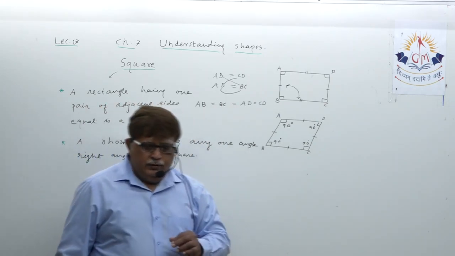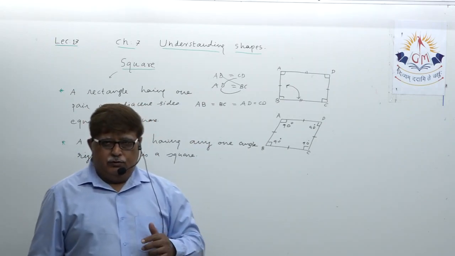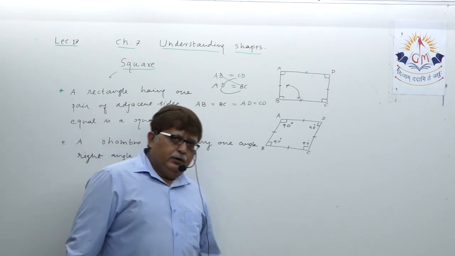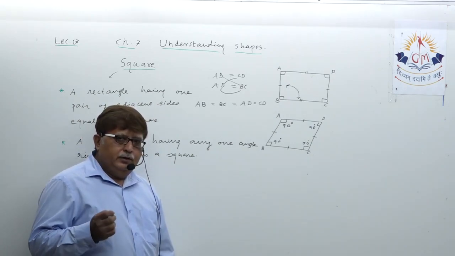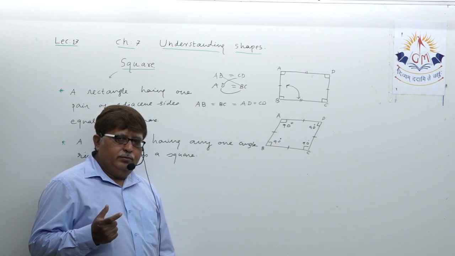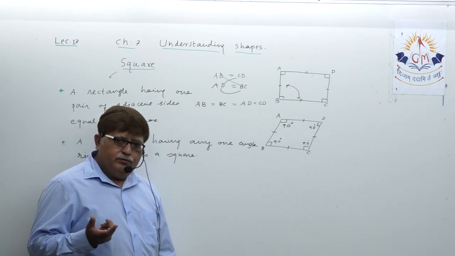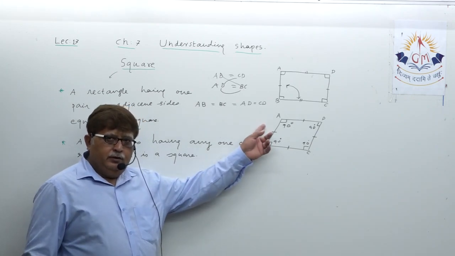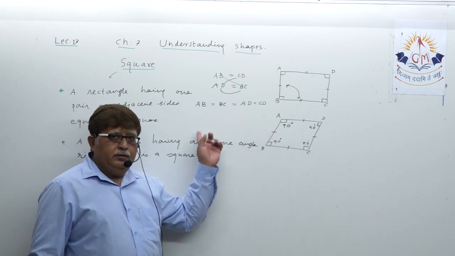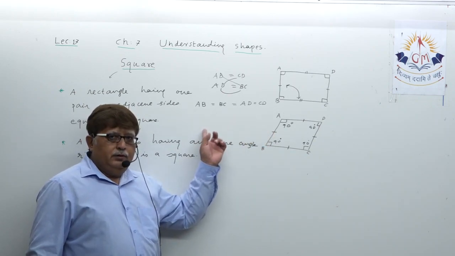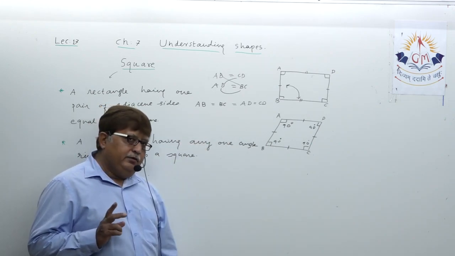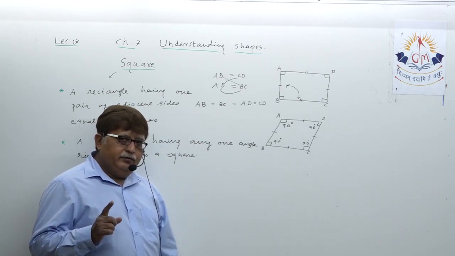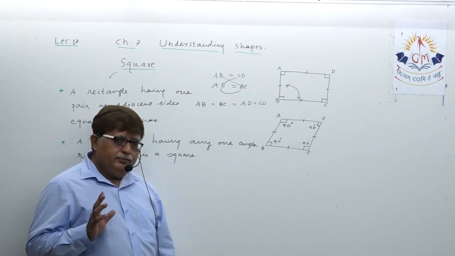These are some facts you need to remember when you check the validity of a statement, whether it is true or false. A rectangle can be a square subjected to one condition, that is, adjacent sides are equal.